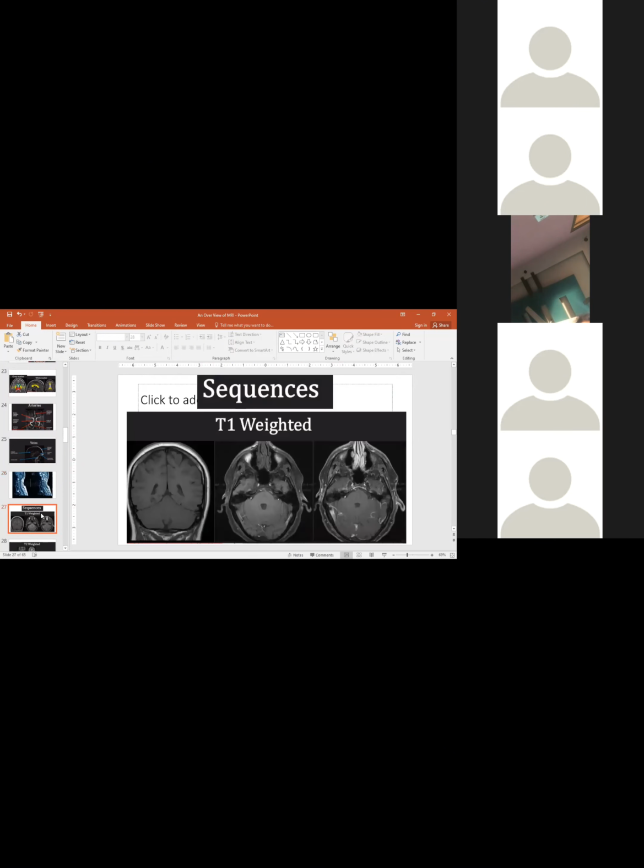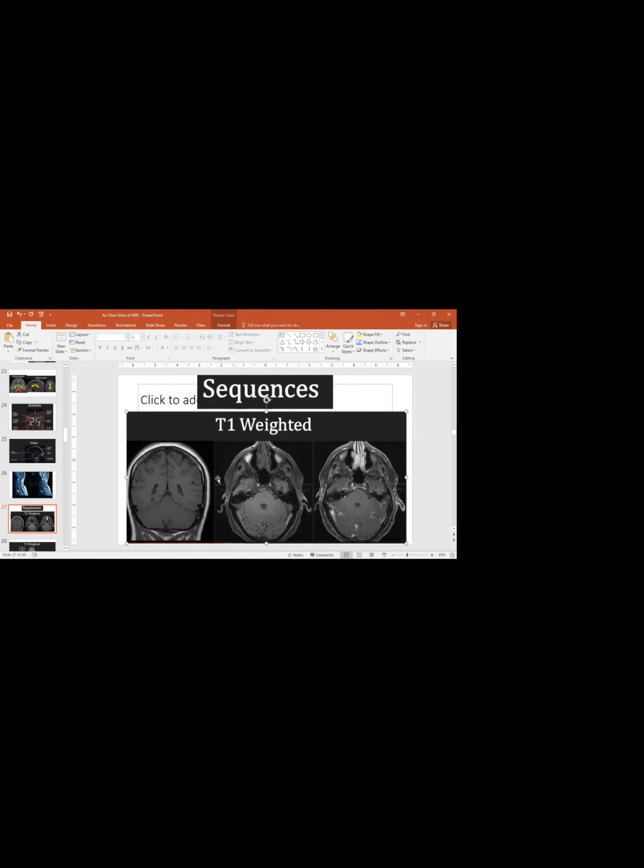Now, shortly about how the T1 weighted images look. This is the T1 weighted image. This is one T1 weighted image, a coronal section showing you the right and left cerebral hemisphere. This is the cerebellum below these two hemispheres. And these are pre-contrast and post-contrast axial sections of a patient.